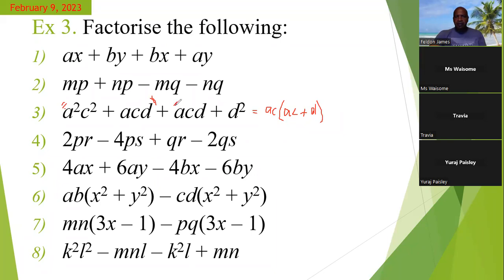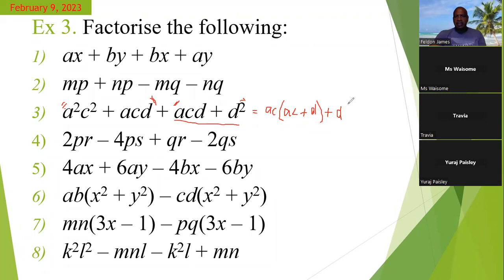For the second pair now, what would be common? D. All right, remember to put back our plus sign in the middle. This is the plus sign that is in the middle. We have to put back that sign. So we find the common factor here, which is D. And remember, when I say common factor, I mean HCF. So D is common in this pair.